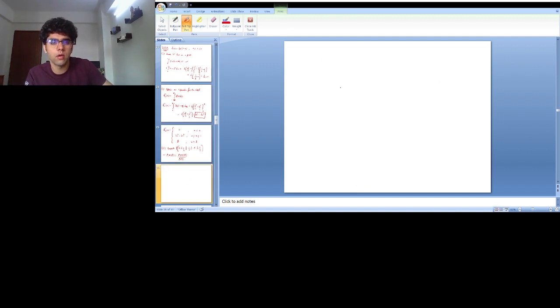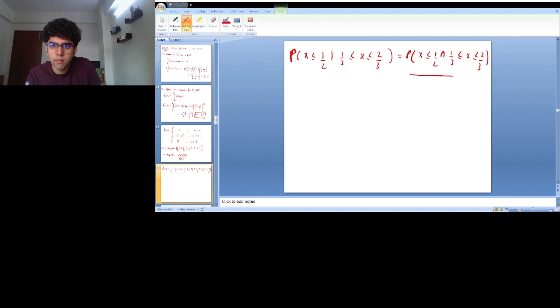So for finding P(x ≤ 1/2) conditional that x lies between 1/3 and 2/3, this will be equal to P(x ≤ 1/2 intersection x lying between 1/3 and 2/3) divided by the probability of x lying between 1/3 and 2/3, right?